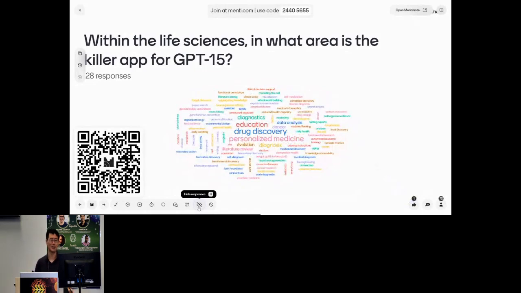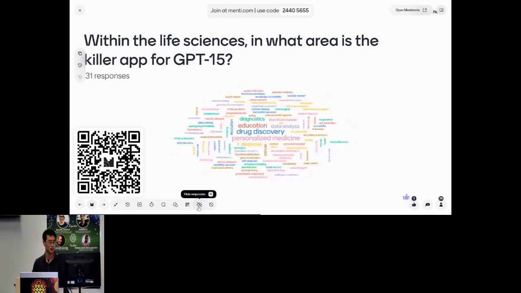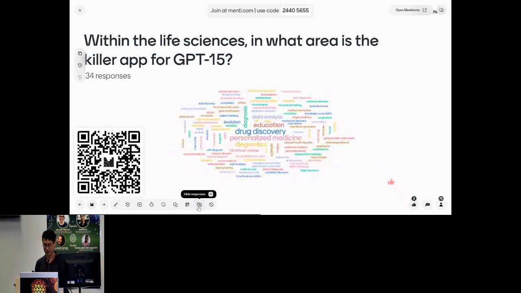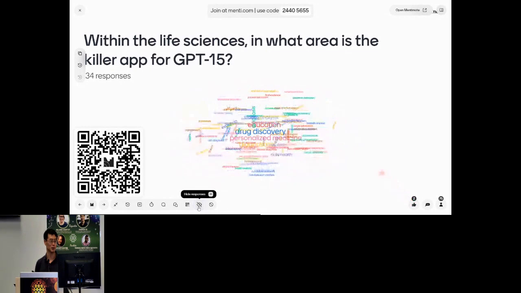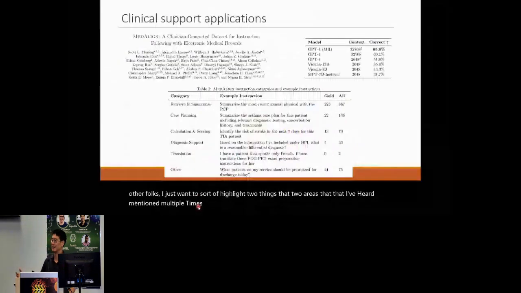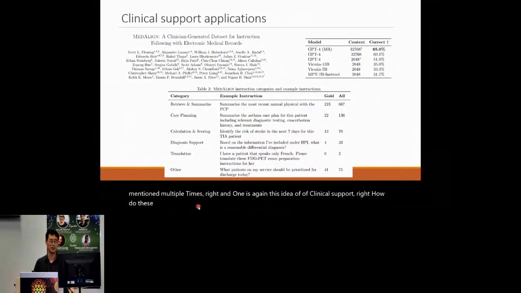In talking over the last couple of weeks with other folks, I just want to highlight two areas that I've heard mentioned multiple times. One is this idea of clinical support. How does GPT-15 impact our ability to deliver medicine? And I'll just say that the beginnings of that path are happening immediately right now.